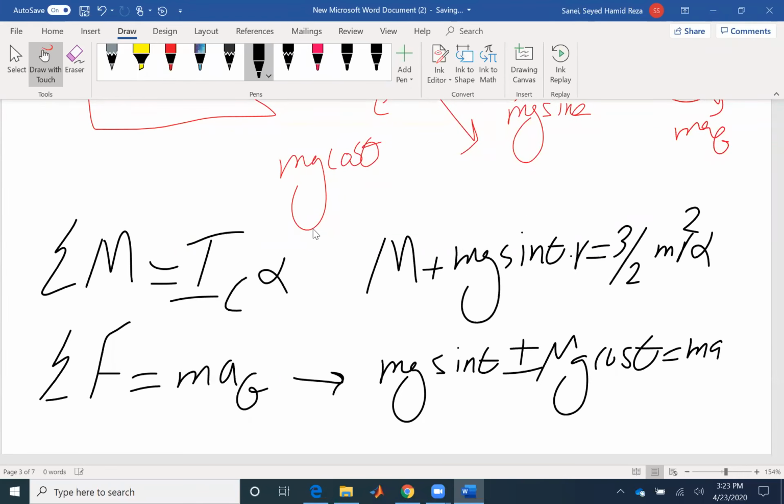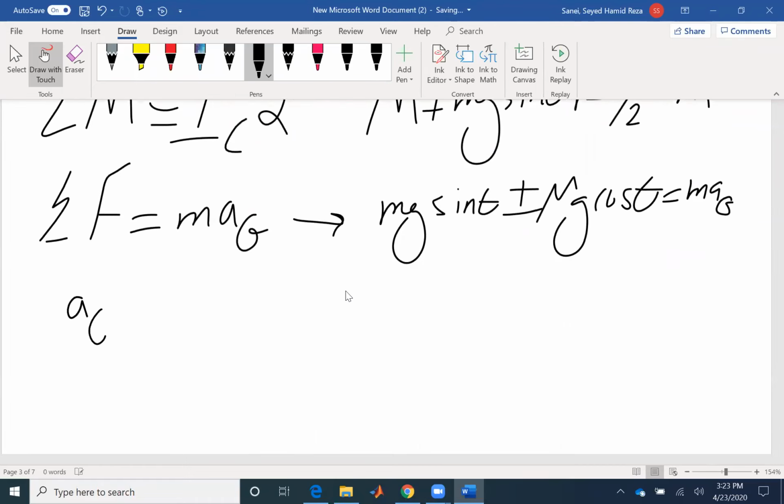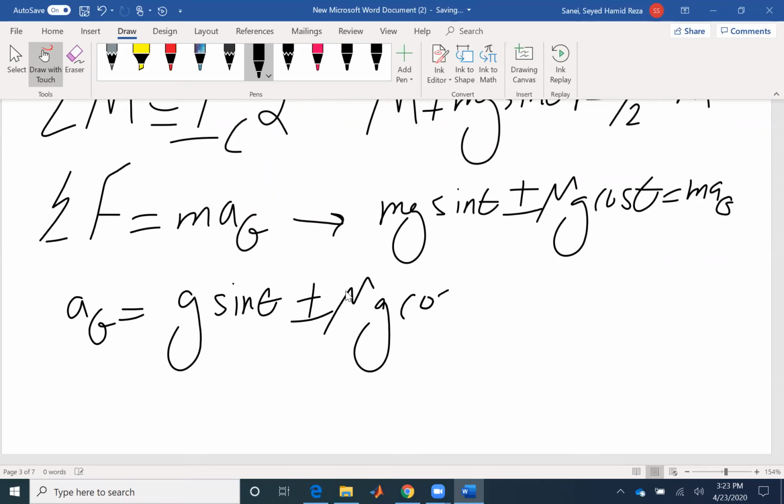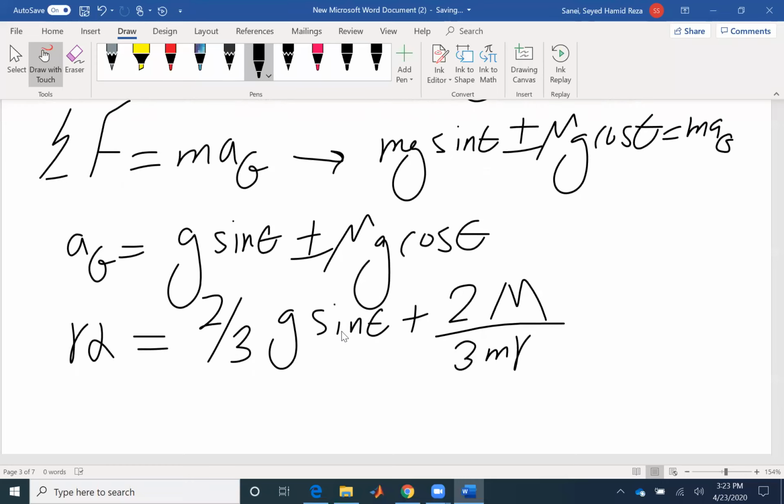That will give me m ag. Now it's time to compare ag and r alpha. So ag would be g sine theta plus or minus mu g cosine theta. And r alpha would be 2/3 of g sine theta plus 2m over 3mr. So let's compare the two. Here is a little bit more challenging because we have a moment m.